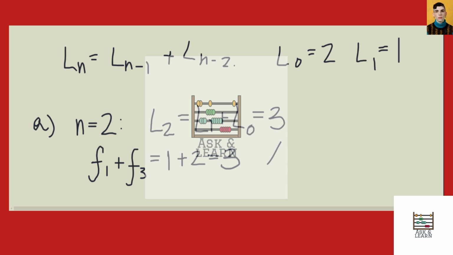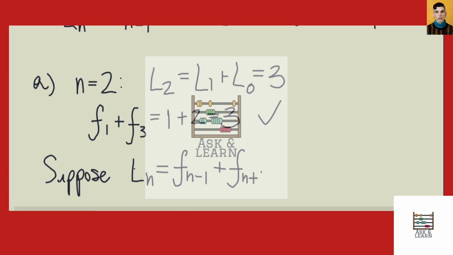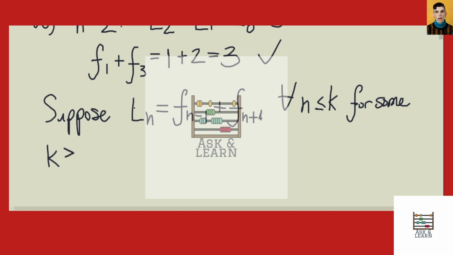And for the inductive step, we're going to suppose that the Lucas number L_n is equal to F_{n-1} plus F_{n+1} for all n less than or equal to k for some k greater than or equal to 2. And this is going to be all n between 2 and k.